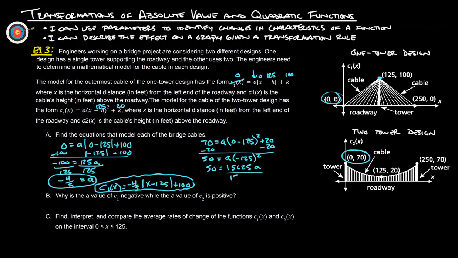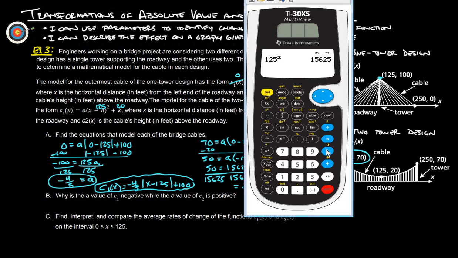So we divide both sides by 15,625, and we find out what a is. A is 50 divided by 15,625. So let's just do 50, and then divide by our answer, and that gives us 0.032. Let's see if we can turn that into a fraction. That'll probably be a little bit nicer.